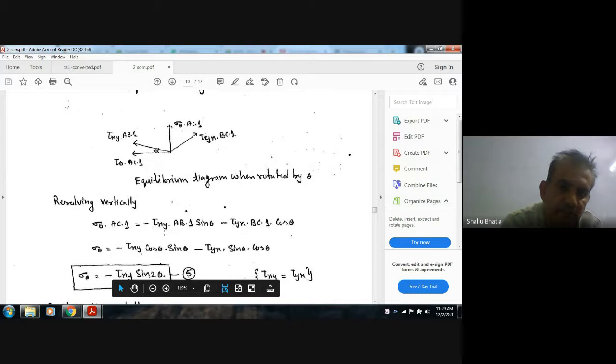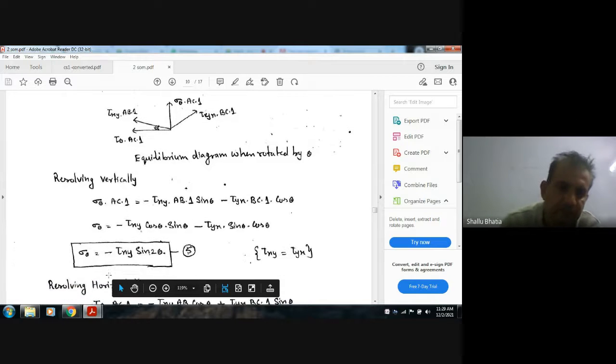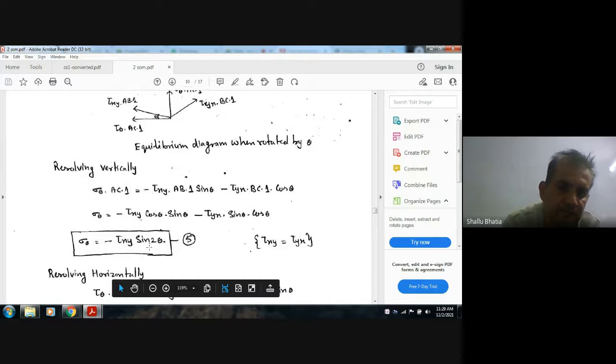Resolving vertically, we can find sigma theta AC1 minus tau xy AB1 sin theta, tau yx BC1 cos theta. So sigma theta equals tau xy cos theta sin theta minus tau yx sin theta cos theta. So sigma theta is minus tau xy sin 2 theta, because 2 cos theta sin theta is sin 2 theta. Because in magnitude tau xy and tau yx are the same, we can take it as minus tau xy sin 2 theta. They are equal but opposite.